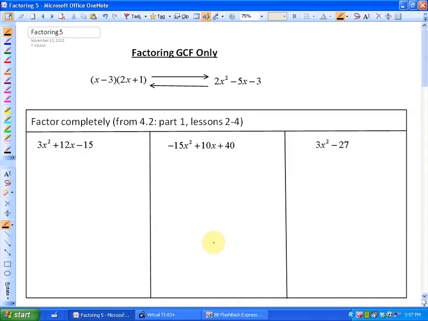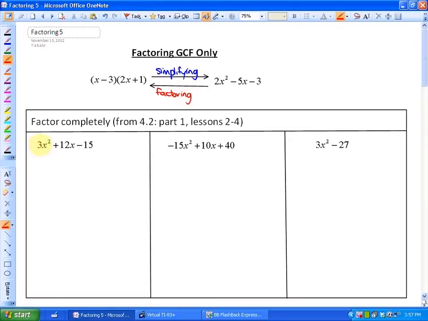Okay, in this lesson, what we're going to be doing is looking at factoring only the greatest common factor, because nothing can be done beyond that. Again, just to remind you, factoring is the opposite of simplifying. If we go from the factors to the simplified form, that's called simplifying, and to go from the simplified form back to the factored form is called factoring.